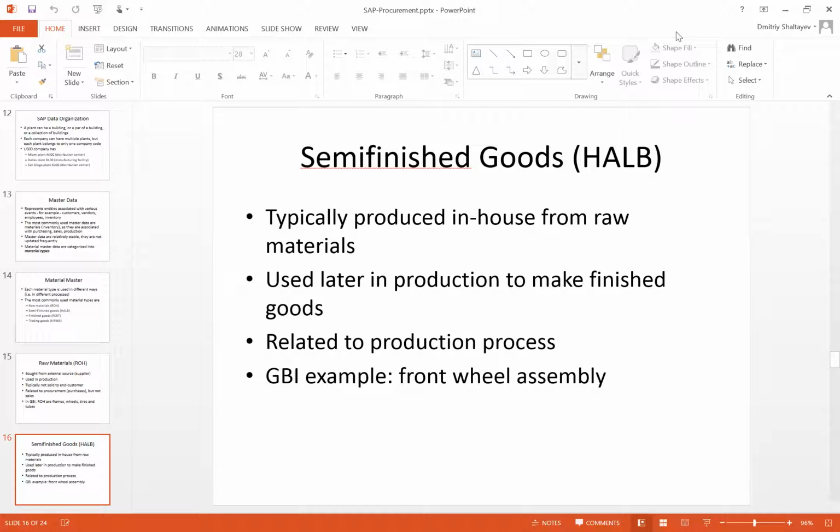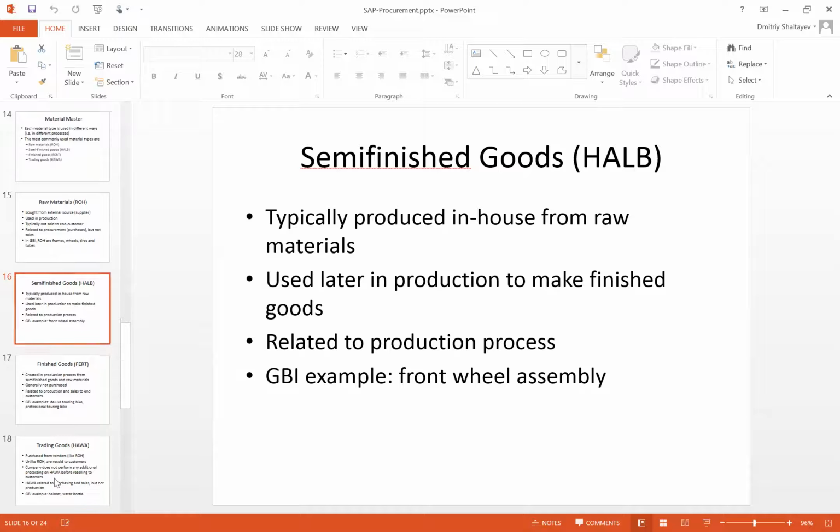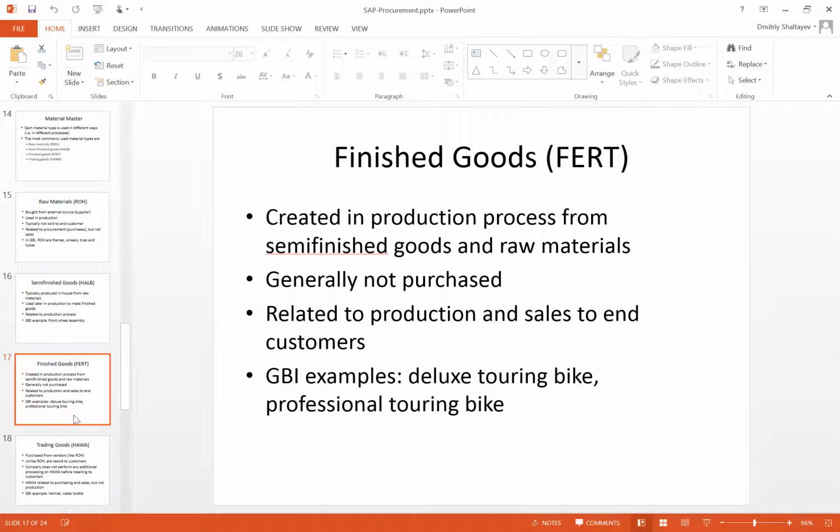So clearly, semi-finished goods are used a lot in the production process. They don't participate in purchasing typically, because I normally don't buy semi-finished goods from an outside supplier, and I don't sell semi-finished goods to the customers, obviously. So therefore, they don't participate in the sales transactions. Front wheel assembly, an example. Okay, so now let's take a look at the finished goods. Finished goods, well, they speak for themselves, right? This is a type of inventory that typically I produce. I generally do not purchase that, and that is the result of my own internal production.